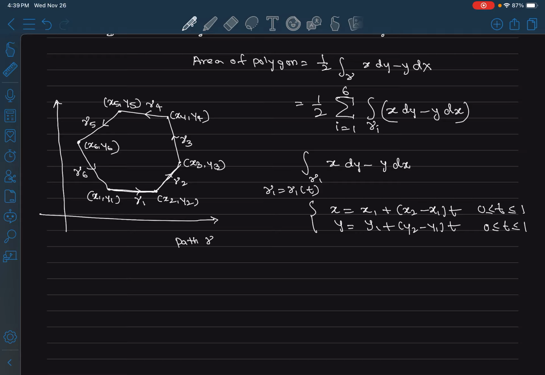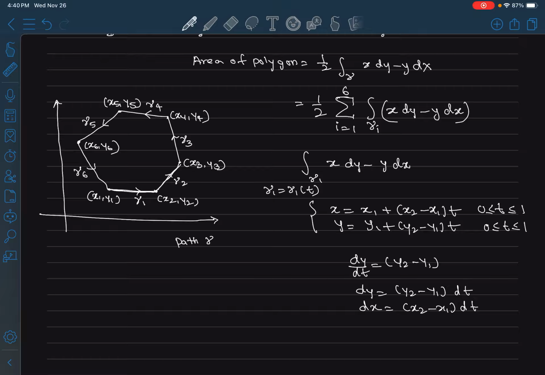Also notice that because this path is a straight line, dy over dt is y2 minus y1, which gives dy as y2 minus y1 times dt. So that's what I'm saying. And dx will also just be x2 minus x1 times dt.